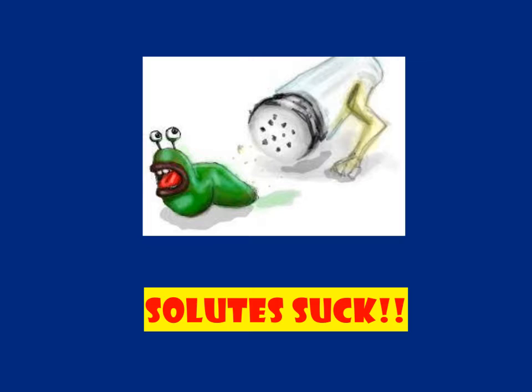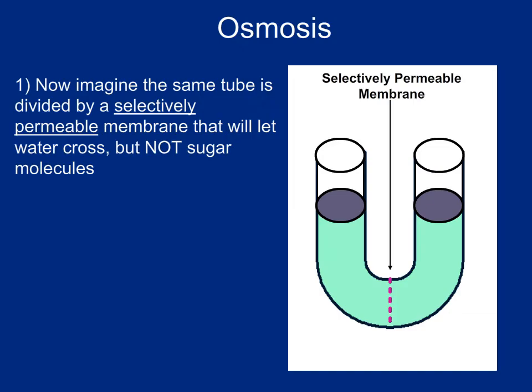And so this is a concept that we're going to see several times throughout this chapter and the next: water always moves to an area of greater solute concentration. So to better illustrate the process of osmosis, we're going to go back to our U-shaped tube full of water. The only difference here is that we've now divided the left and right hand sides of the tube with a selectively permeable membrane. This membrane is permeable to water, but is not permeable to sugar. So it will let water cross, but it will not let sugar across.